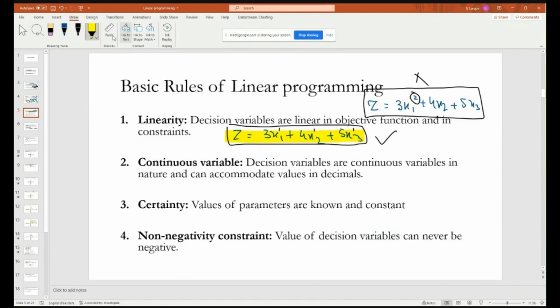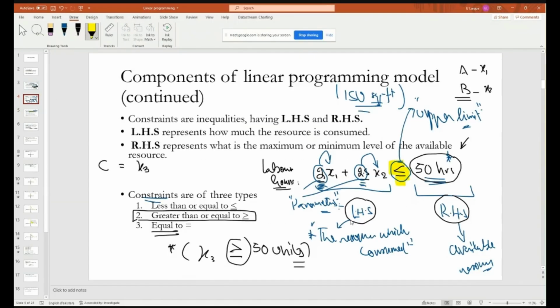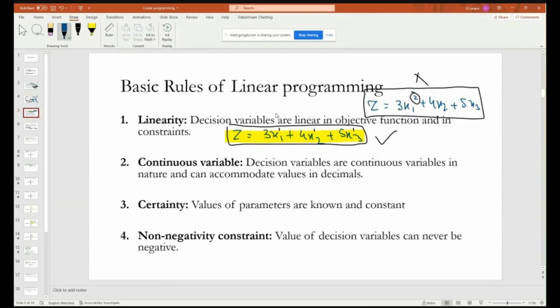And the similar concept extends to the constraints as well. So all the decision variables in constraints should always have an exponent of 1. If it's more than 1 or less than 1 for that matter, it becomes non-linear. So the first rule simply means that the decision variables, which are these x1, x2, x3, the proxies of real products, should be linear in the objective function and in the constraints.